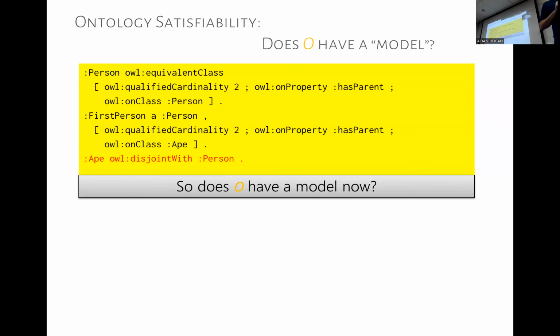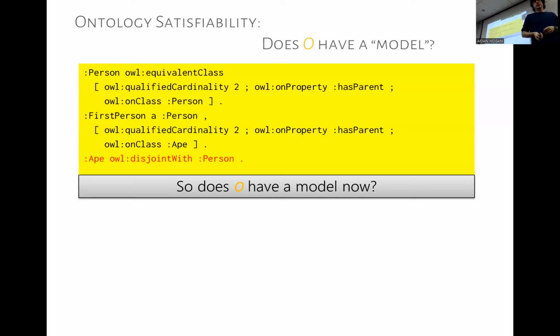But we've never said the first person has to have two parents. We've said that first person has to have two parents that are people and two parents that are apes, but we've never said that they had two parents overall. We've just said specifically two parents in the class person, two parents in the class ape, and we never gave an upper bound for parent. So the qualified cardinality completely ignores anything not in these classes.